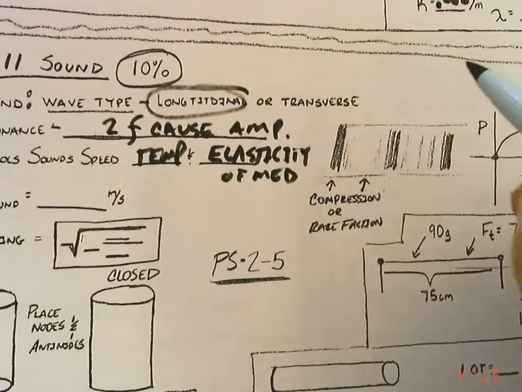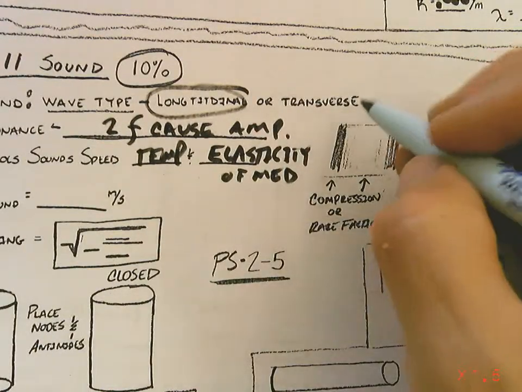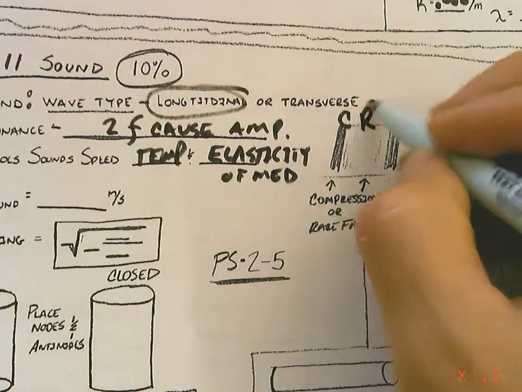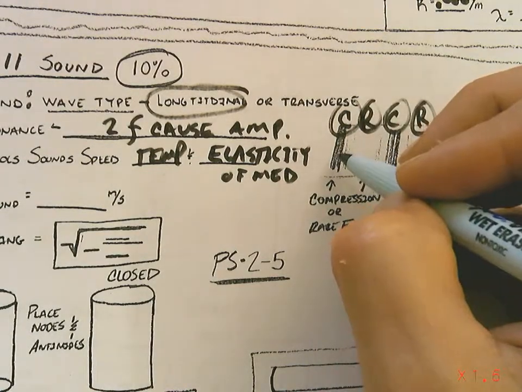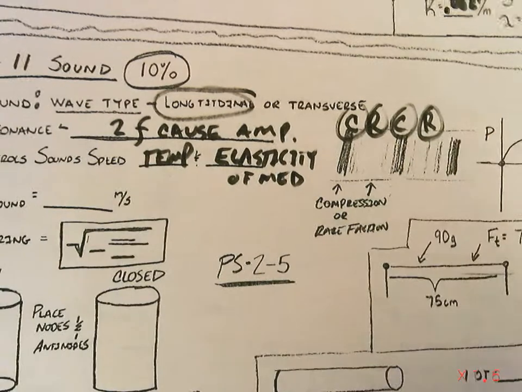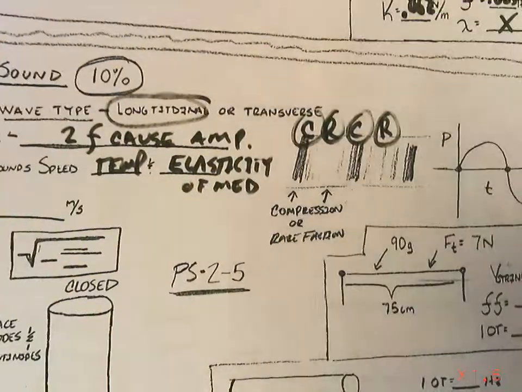Here's an example of a sound wave where you have compression, rarefaction, compression, rarefaction. So the particles get bunched up and spread out. Compression is where it's bunched up. So this compression is up here and this rarefaction is down here in terms of the pressure.